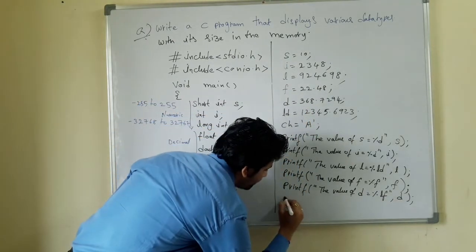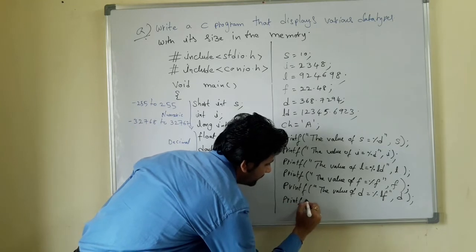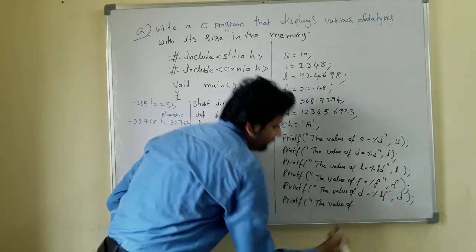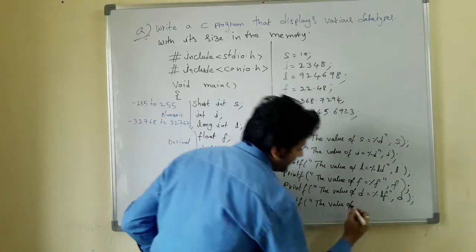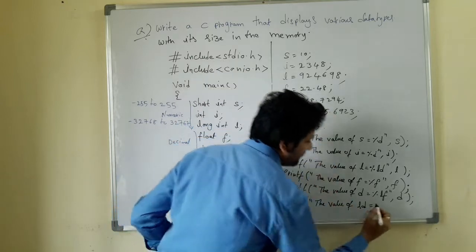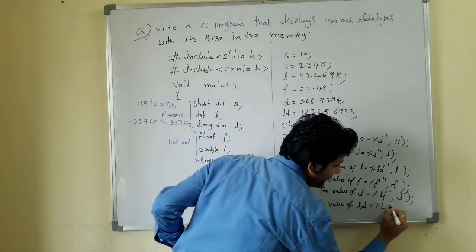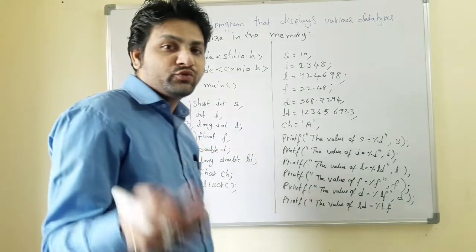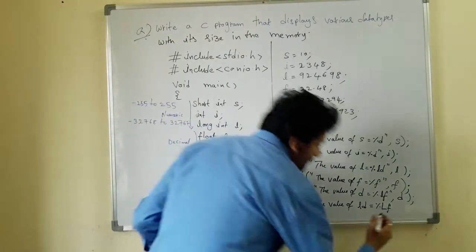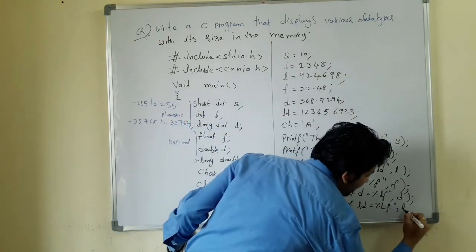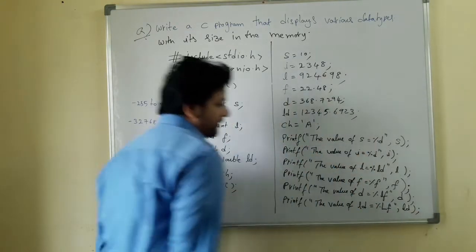Next, printf the value of LD. LD is the variable name, equals percentage capital LF. Capital LF is the format specifier for long double, comma, where is that? In which variable? LD, semicolon.